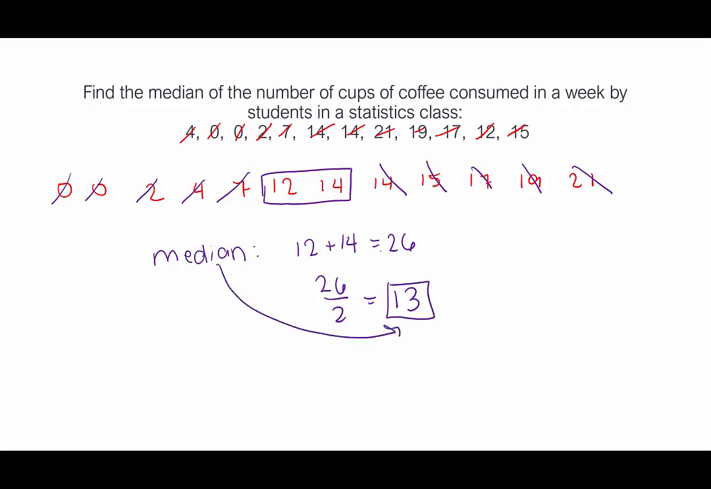And remember what I said previously, when there are an even number of elements in our data set, the median might not actually be one of those numbers, and in this case, it is not.